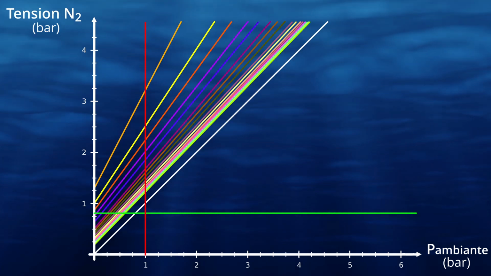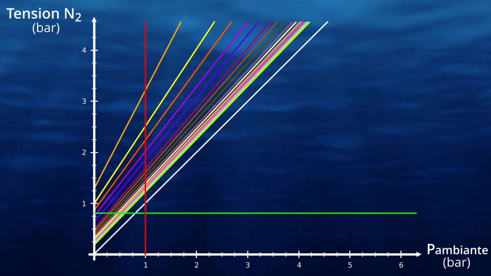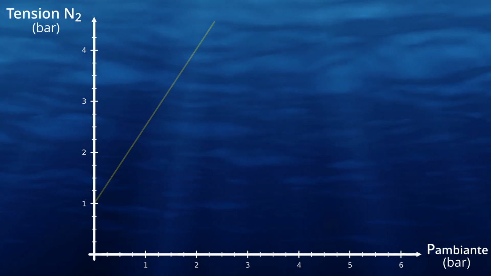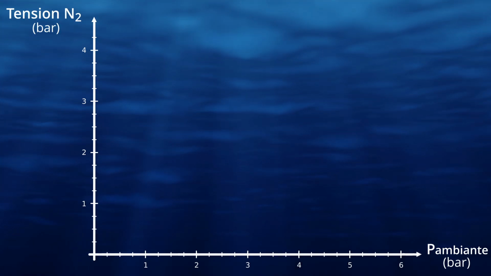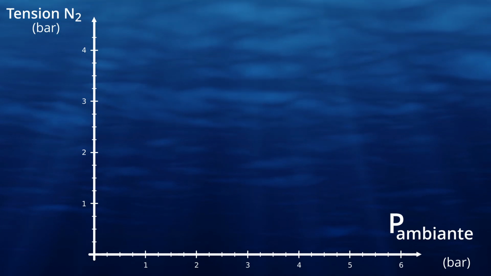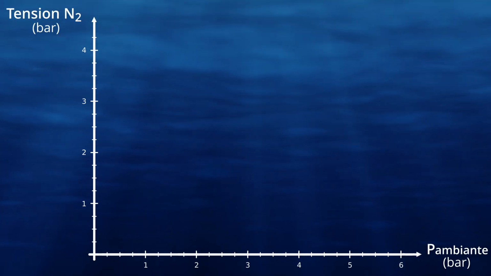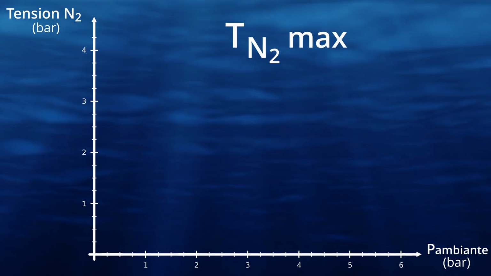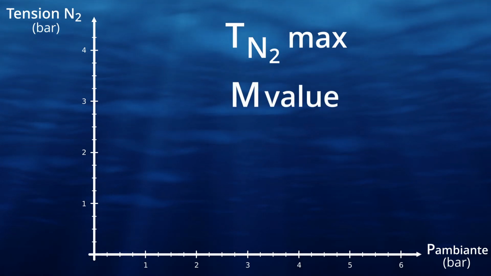Let's start by simplifying. The 16 compartments published by Bühlmann are all represented here, but we will keep just one. We will even, for the moment, focus on a two-dimensional space to represent the M values. On the x-axis, we find the ambient pressure. On the y-axis, the tolerated inert gas pressure is represented. For air diving, this is the maximum nitrogen tension that the compartment can handle. In other words, the M value.